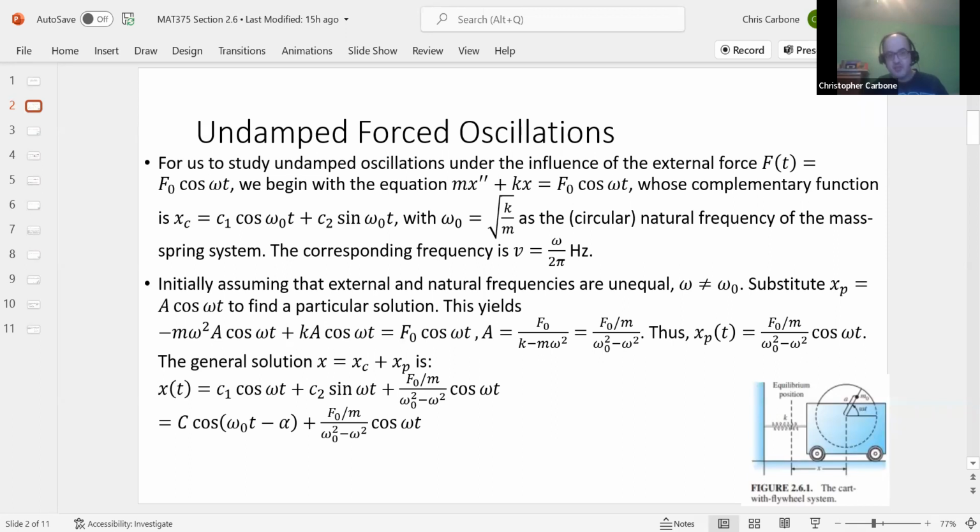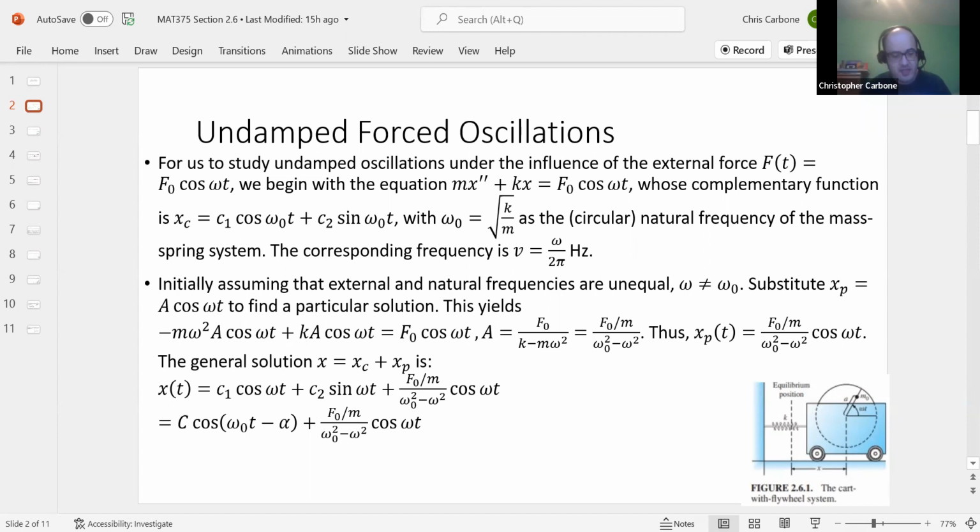The general solution, being the complementary solution x sub c plus the particular x sub p, is x of t is equal to c sub 1 times the cosine of omega sub 0 t plus c sub 2 times the sine of omega sub 0 t plus f sub 0 divided by m divided by omega sub 0 squared minus omega squared times the cosine of omega t. This is also c times the cosine of omega sub 0 times t minus alpha plus f sub 0 divided by m divided by omega sub 0 squared minus omega squared times the cosine of omega t.